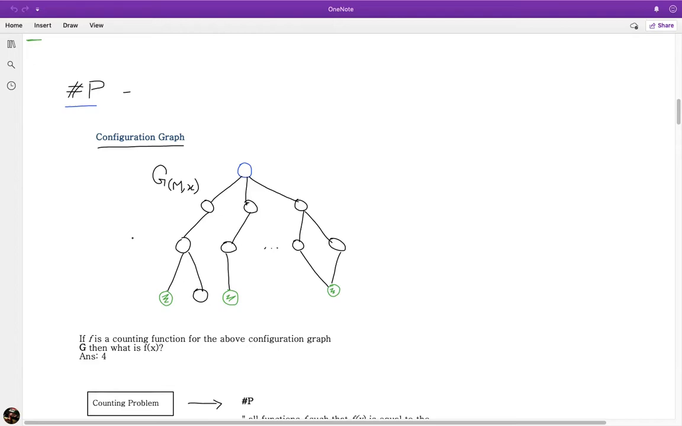We are considering a non-deterministic Turing machine here. So a single input on a configuration can have multiple branches. It can take any of the routes. So here we see that this graph G_{M,X} is a configuration graph where each node is a configuration of the Turing machine.